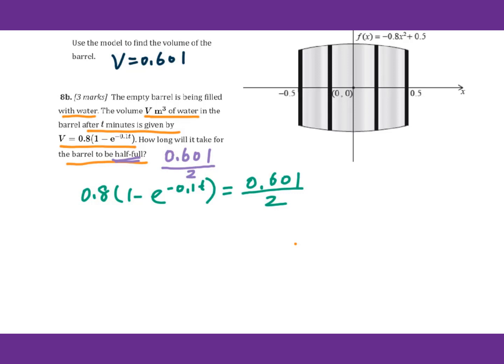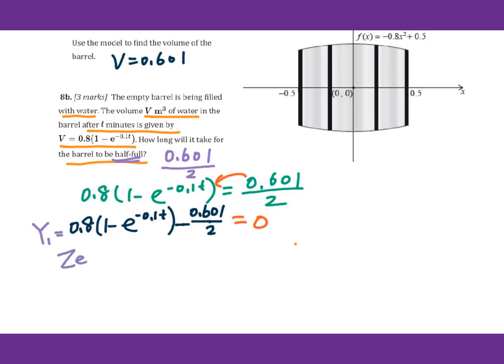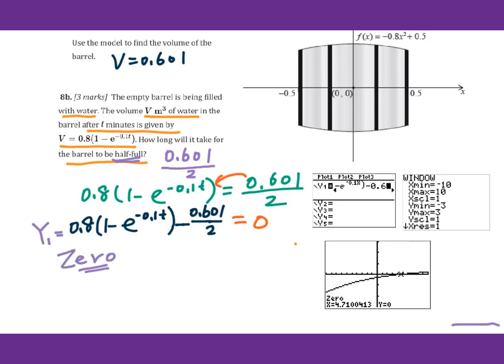No matter what method you use to solve this equation by graphing calculator, make sure it equals 0. Therefore, you will get 0.8y minus e to the negative 0.1t, then minus 0.601 over 2. Then we can put this in as y1, then get the 0. I put the y1 equals this, and in the window, I set the y between negative 3 to 3.